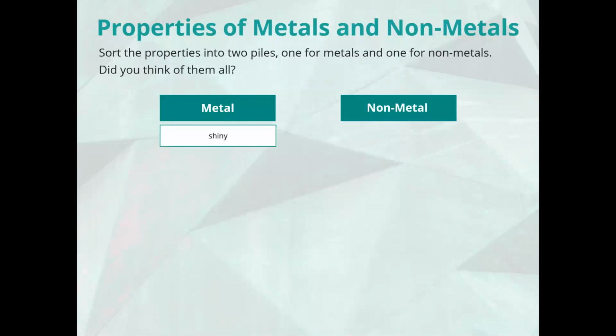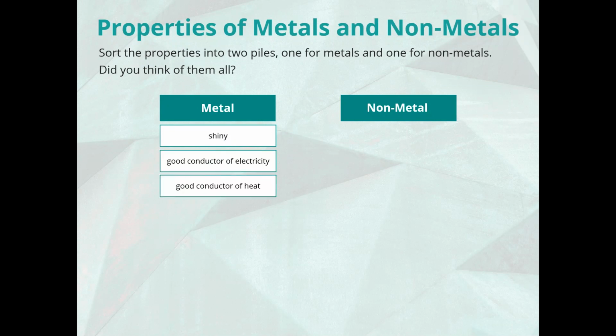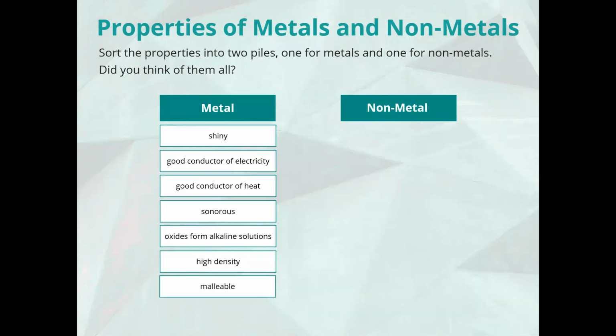So metals are shiny, they are good conductors of electricity, they are good conductors of heat, sonorous, they form oxides from alkaline solutions, they have a high density, and they are malleable and ductile.